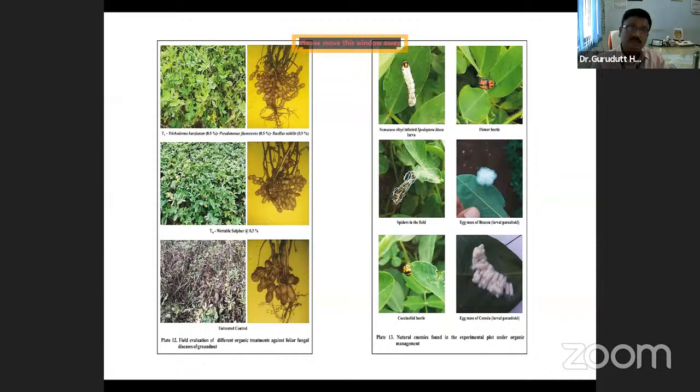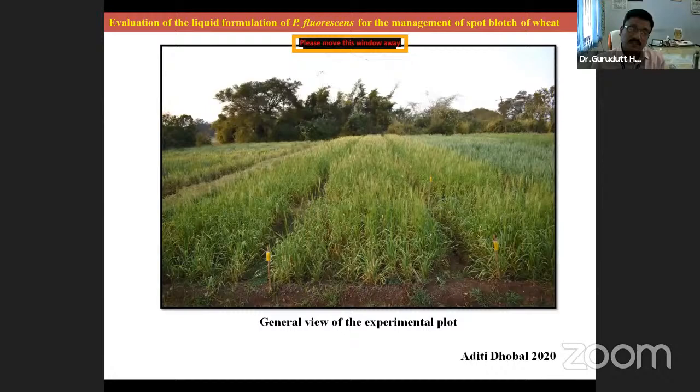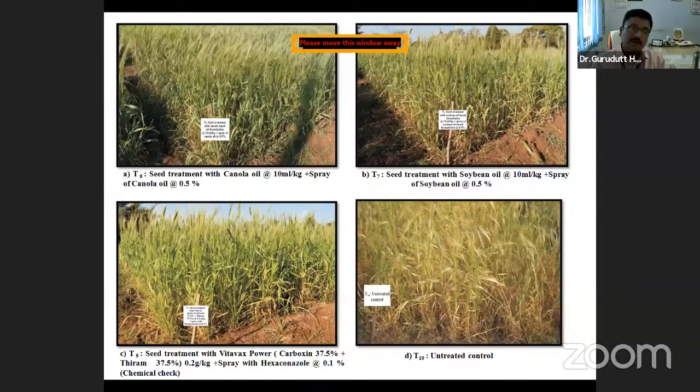And one more, my student Aditi Dobal, worked on wheat pathology. She has used a liquid formulation of Pseudomonas fluorescens for the management of, I mean, not foot rot, it is spot blotch disease of wheat, which is caused by Bipolaris. And she has used different oil-based formulations to check their efficacy against an untreated control along with the chemical check. No doubt chemical will always be superior to the biopesticides, but the continuous and timely usage of these biopesticides will be an alternative solution to manage the diseases of any crop pests.